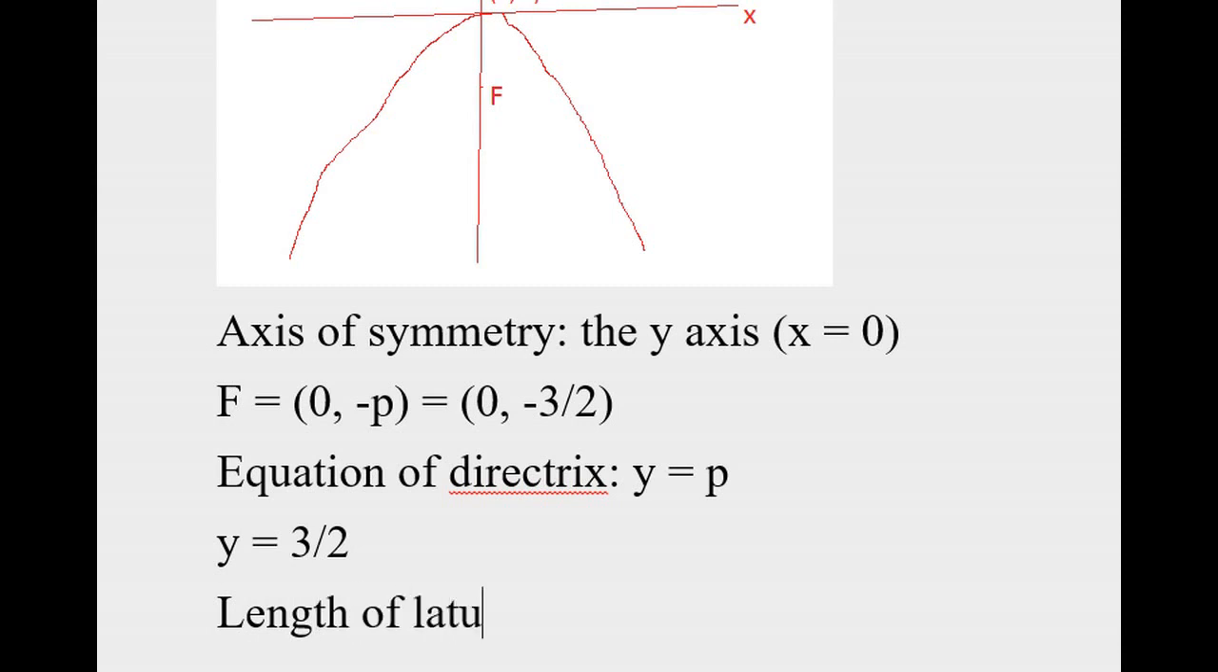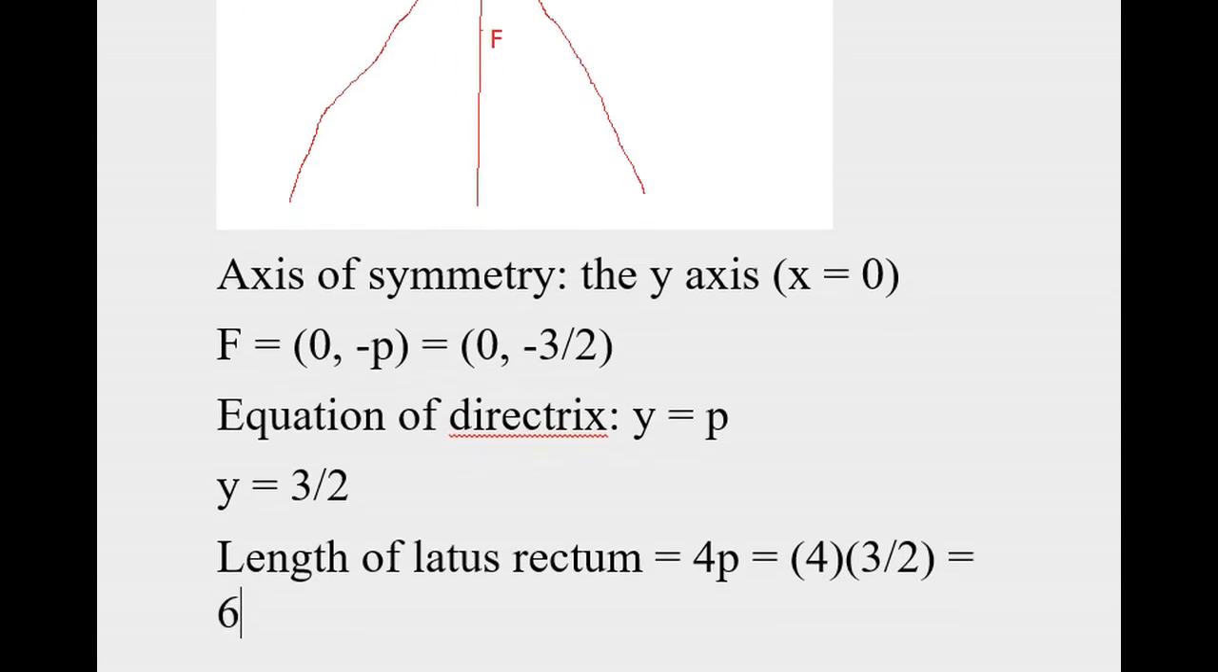Length of latus rectum, simple, 4 times p. So 4 times 3 by 2, 6 units. So here I have taken 4 examples.